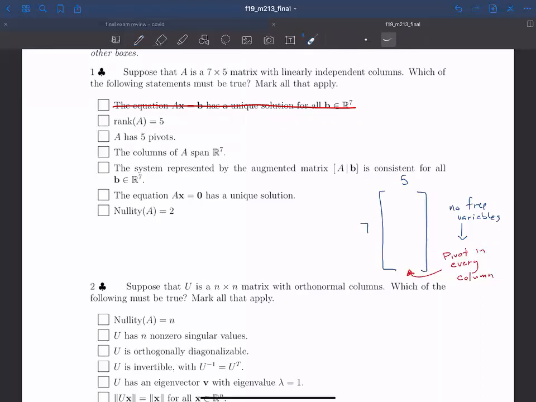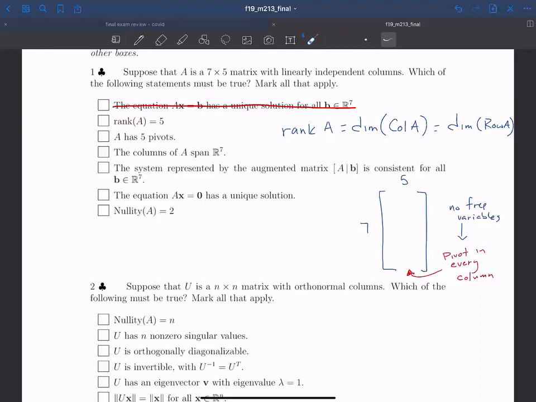All right, so the next one is: the rank of the matrix is equal to 5. What does the rank of a matrix mean? Well, remember the rank of the matrix is either the dimension of the column space or the dimension of the row space. Both of those are always the same. So it doesn't matter. And remember, the dimension of a subspace is just the number of vectors in a basis.